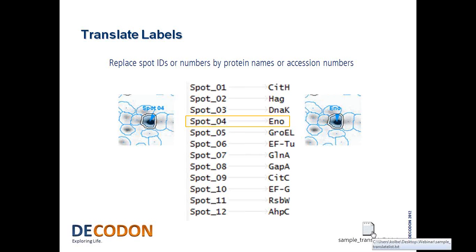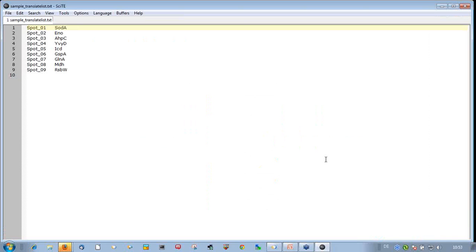Such a translate table should look like this. In the first column we have the old label name followed by a character that separates the values again. It could be a tab, as in this example, or a comma or a semicolon, and then this is followed by the protein identification for this spot.